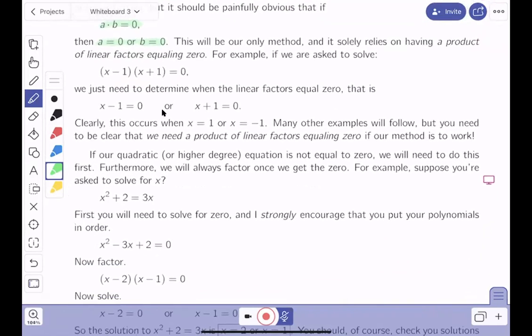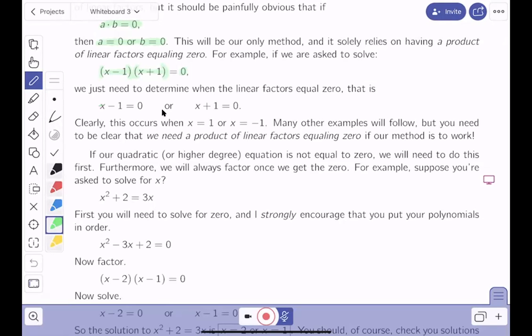So let's take a simple example. Over here we have a 0 and we have a product. I want to point out what the product is: it's these two factors here. If I see that, I can use the zero product rule. We have an equation, there is a product, and that product equals 0. So I set the factors equal to 0. So x minus 1 becomes 0, and x plus 1 becomes 0.